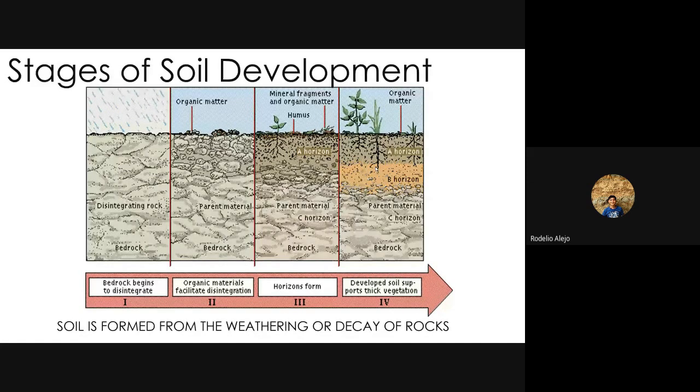So this one is the stages of the soil development. So in stage one, as you can see here, a mere bedrock or rocks. Then the climate takes effect, specifically the rainfall and also the temperature. So yung bedrock natin, pagka naapektuhan siya ng climate, ng ulan at ng temperatura, it will begin to disintegrate or magkakaroon siya ng cracks. Then it will have some changes. Maaaring magkaroon ng mas maliliit na bato in sizes, at maaaring mabago din yung chemical composition ng certain rocks na iyon. So that will yield to stage 2, in which the organic materials facilitate disintegration.